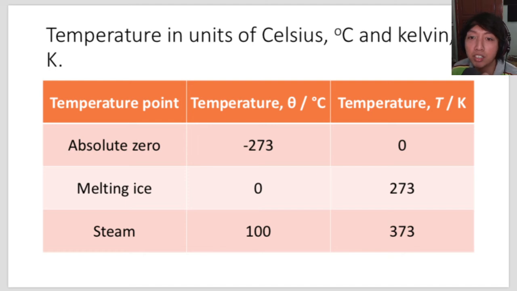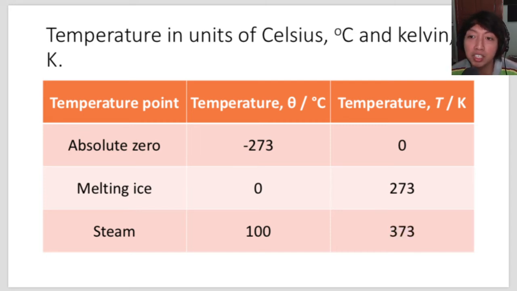All right, so temperature. If we were to convert it, we'll just compare. Absolute zero is the same as negative 273 Celsius, but in Kelvin it will be 0. How about the freezing point of ice? In Celsius, it would be 0. In Kelvin, we would say 273 Kelvin. What about boiling water? 100 degrees Celsius is the same as 373 Kelvin.